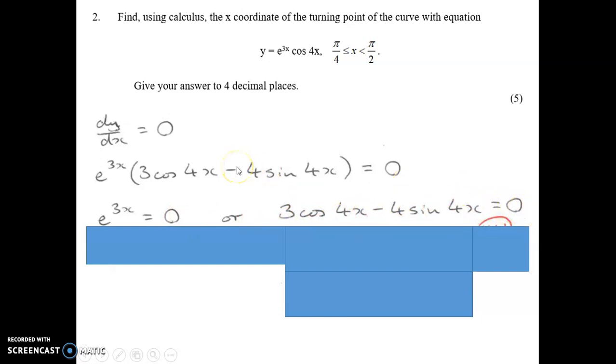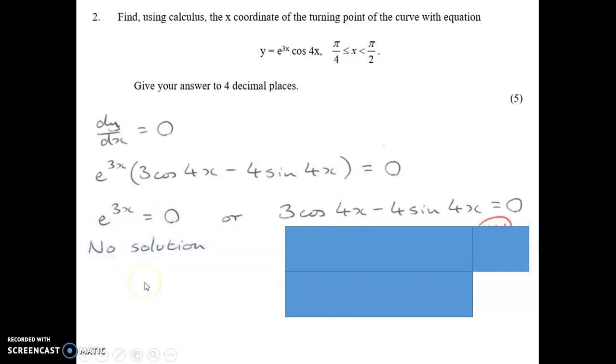But we have to be a bit careful here, because if you think about the function e to the 3x, you could think about the graph of that, what it looks like, or just the fact that you can't raise e to any power to get the answer 0. So this one has actually got no solution at all, and we need to have made sure that we've stated that that's an option and then explained that we're discounting it because there's no solution. So the only solution must be from this side.